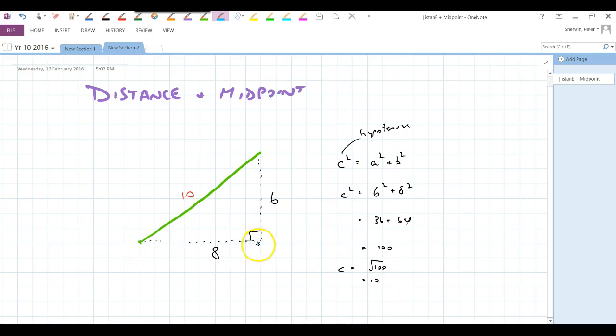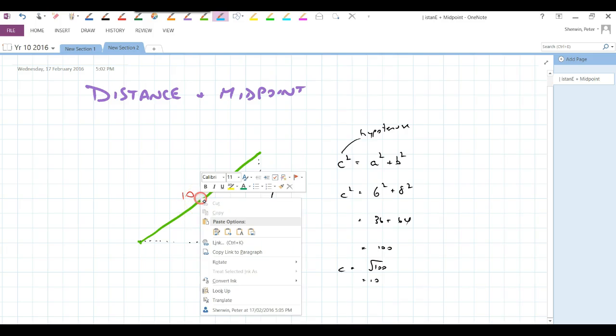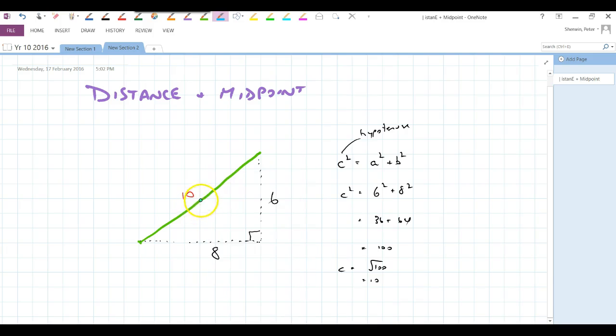But if we're going 8 across here and 6 up here, then do you think if we go 1, 2, 3, 4 across, and 1, 2, 3 up, and find that point, do you think that would be the midpoint? Let's have a look at it anyway. 4 and 3, so that's that point there. Does that look like the midpoint?